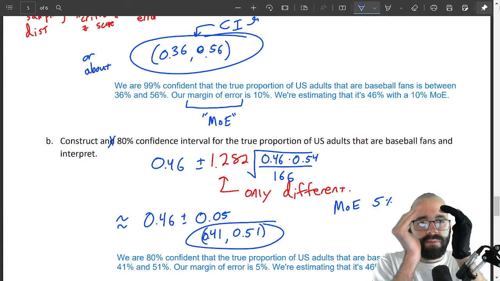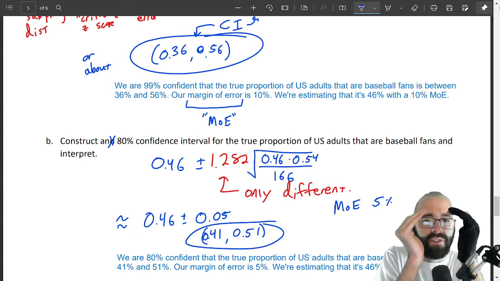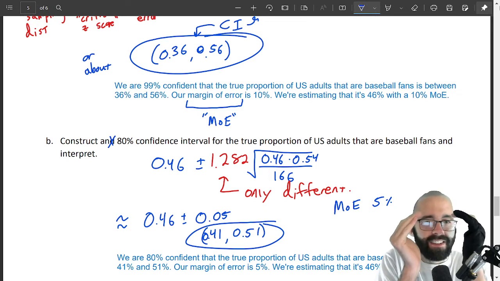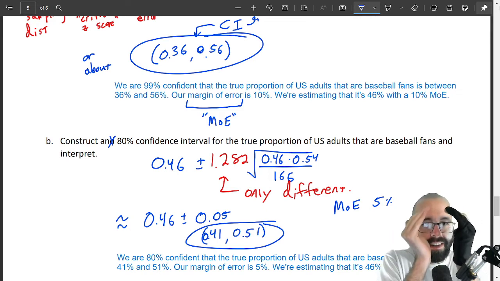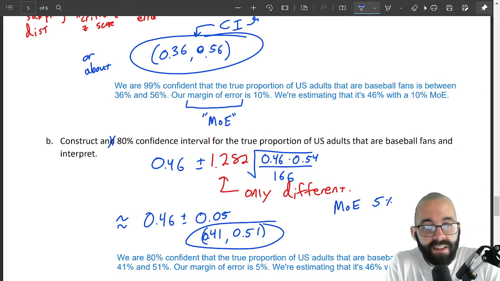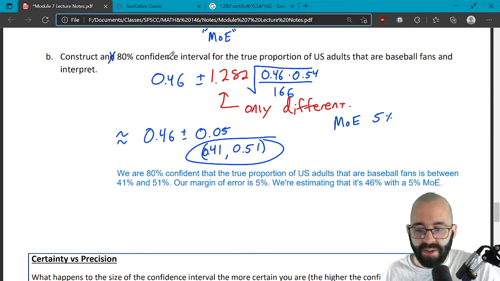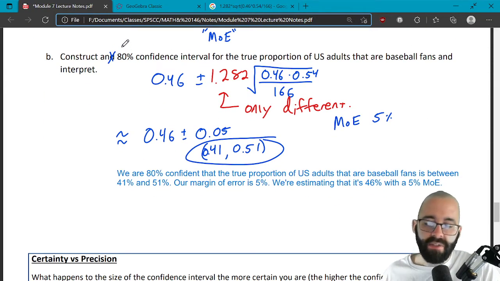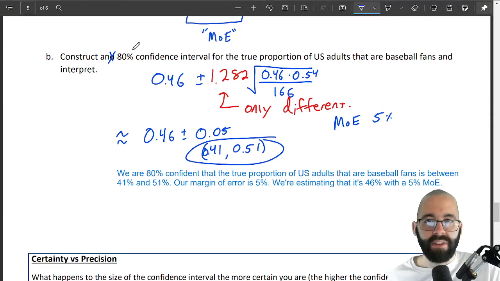Smaller circle means that we're less confident it's in there, because we're going to be accurate less of the time if we have a smaller target. So bigger target means we're going to be more confident. Smaller target means we're going to be less confident. That's the corresponding how confidence intervals change with confidence levels.